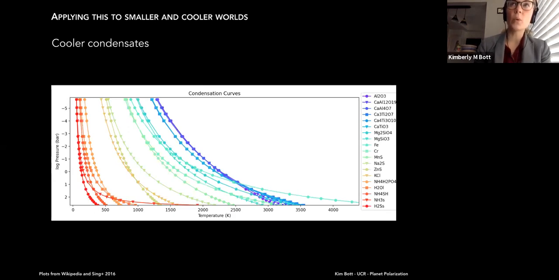So as we move to even cooler worlds and things that are more Earth-like, we of course move into the realm of different condensates. So as I said earlier, whether or not these condensates are going to be solid or liquid is something to consider. We do have some liquid condensates for hot Jupiters, but we of course have additional things to consider like liquid water clouds as we move to cooler and cooler temperatures.